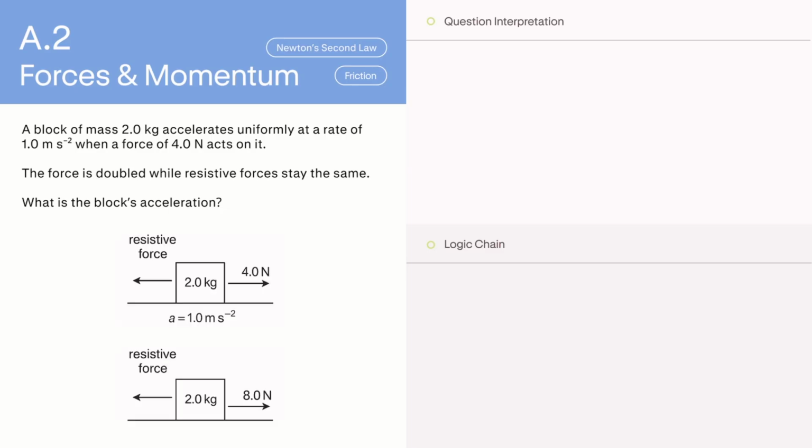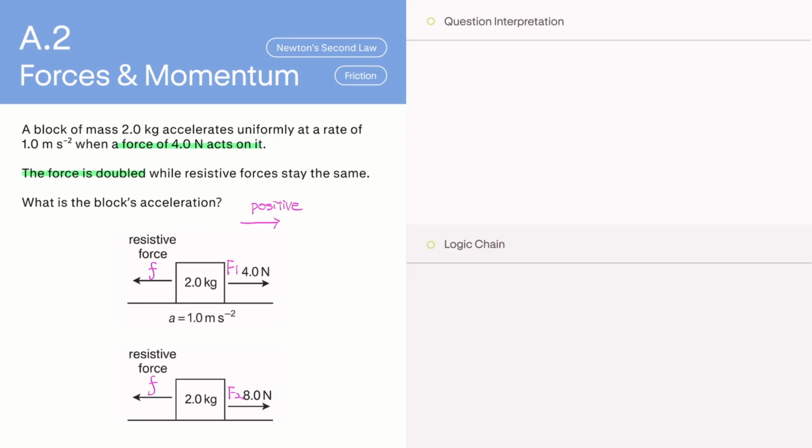Alright, let's compare the sketches. I've drawn two diagrams. The one on top represents the block before the applied force, labeled F1, is doubled. The one below shows the block after the force, labeled F2, is doubled. The resistive force, the small f, stays the same in both cases. I've defined the right as the positive direction.